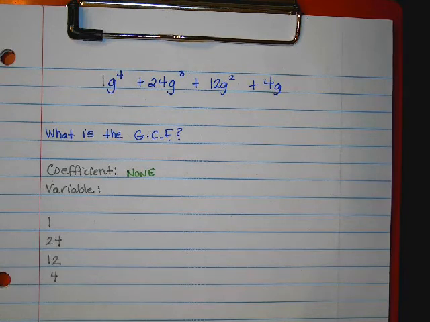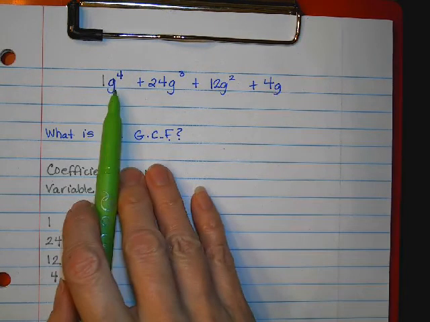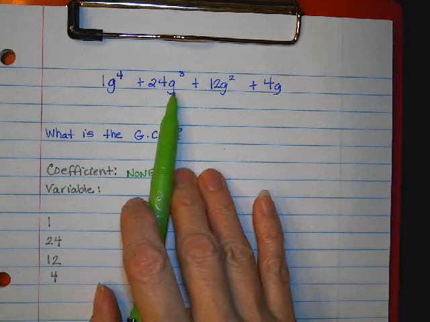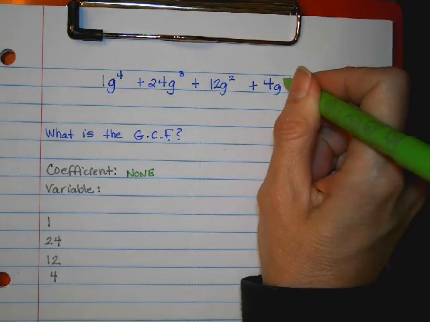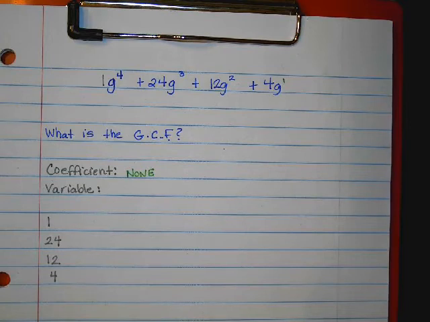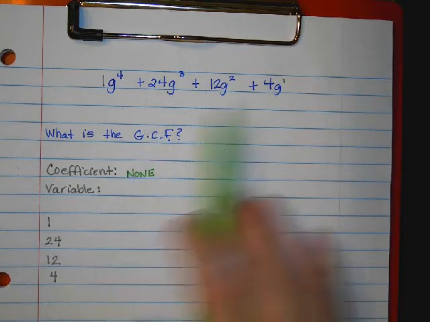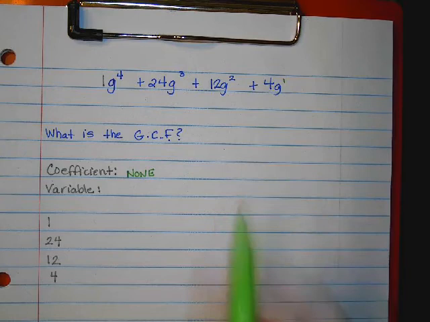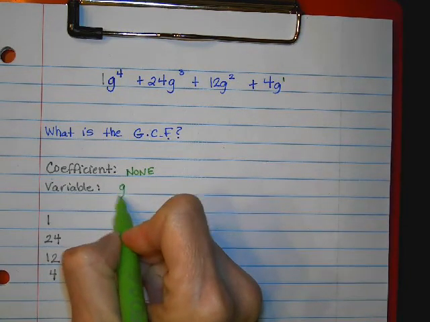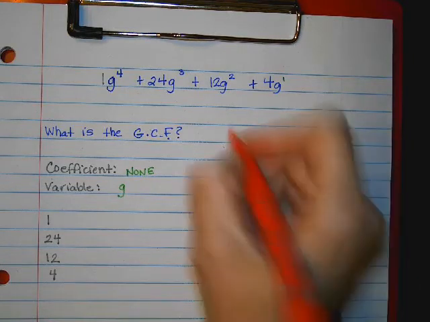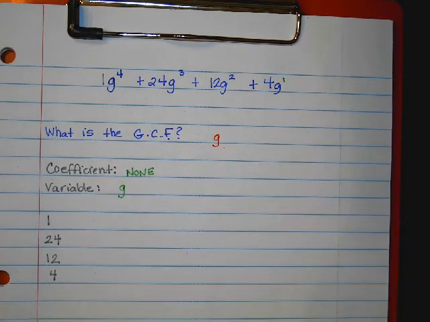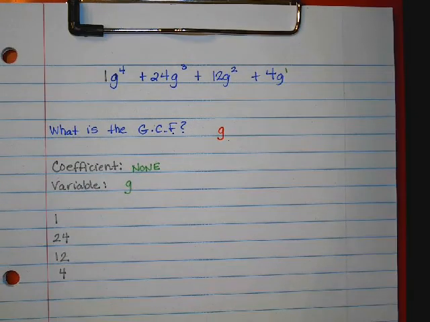So then we want to move to the variables. We got a g to the 4th, a g to the 3rd, a g to the 2nd, and a g to an understood 1. Alright, so remember we pick the lowest exponent, which is here, g to the 1st. So our GCF for a variable is just g. So the answer to our question, the GCF, would just be g. That's all they're asking for.